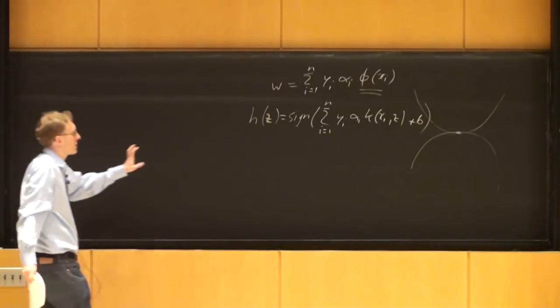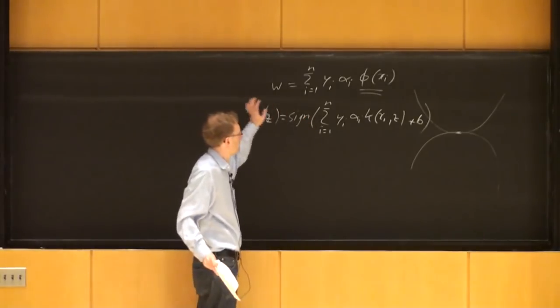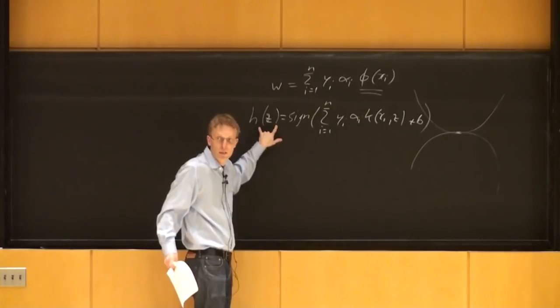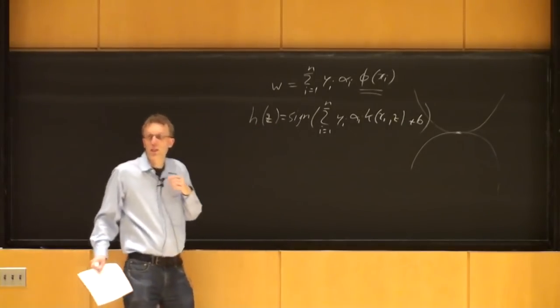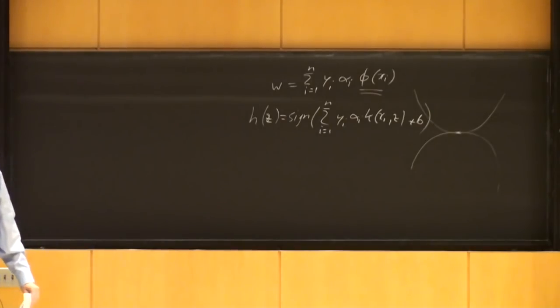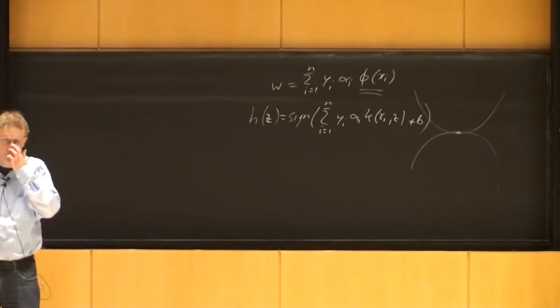So kernel SVMs, just by solving the optimization problem, then using this as a classification function, is an extremely powerful algorithm. One thing I want to do today is move on and talk about Gaussian processes. But I want to do five more minutes on SVMs and just show you something kind of neat.